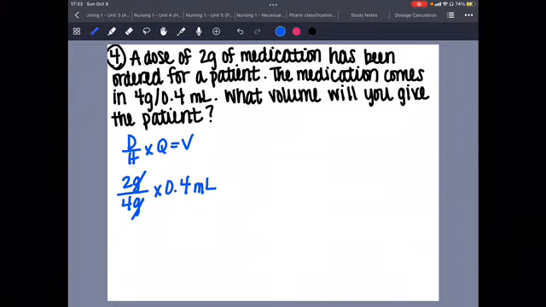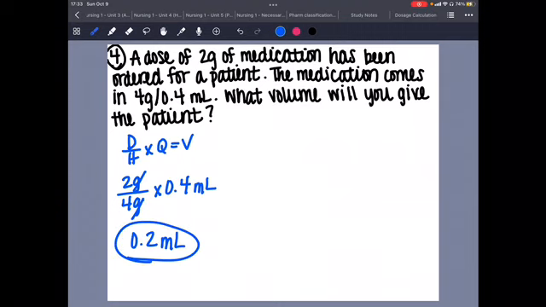Cross those G's out. And then you're going to do 2 divided by 4. You should get 0.5. You're going to multiply that by 0.4. You should get 0.2. So you should get 0.2 mLs for this one.